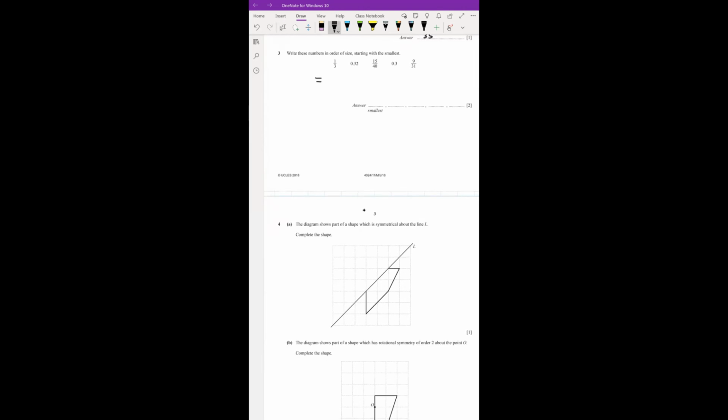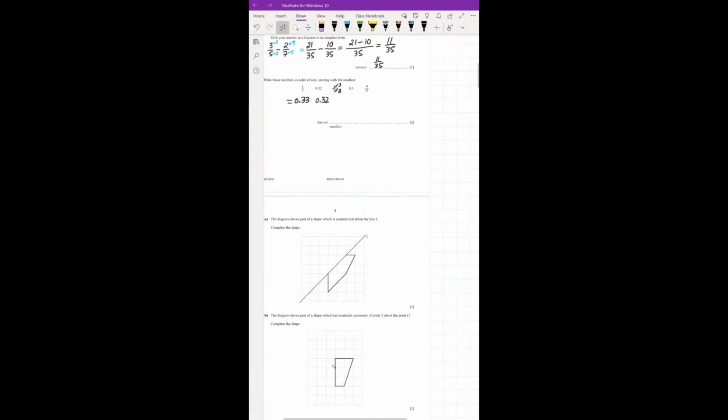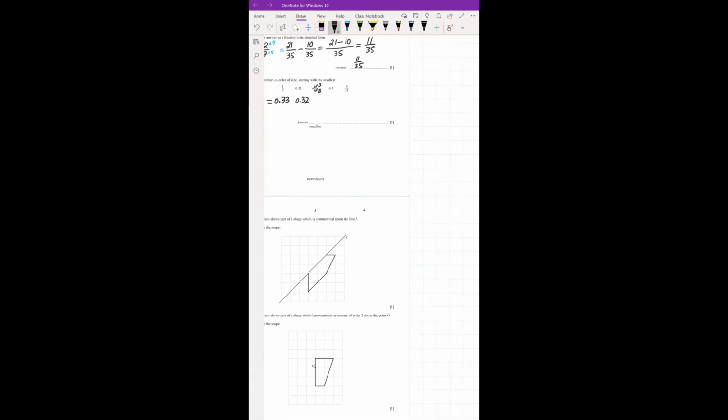So 1 upon 3 is going to give us 0.33. Then the next number is written 0.32. And then this fraction can be simplified into 3 upon 8. And 3 upon 8, if we divide 3 by 8, it can give us the decimal form. So for dividing, we are going to use the decimal point.